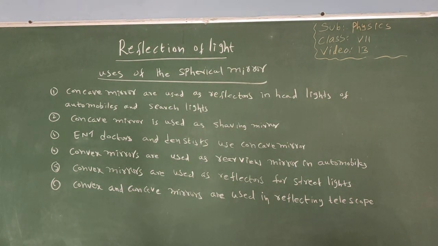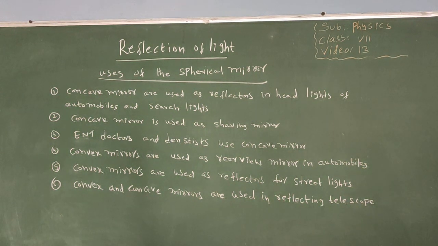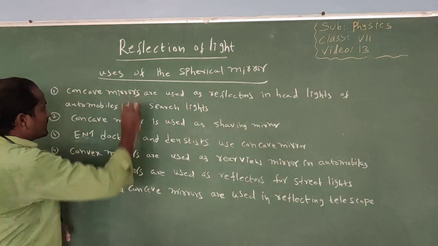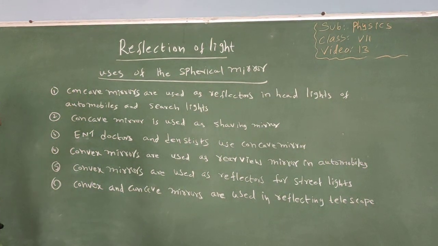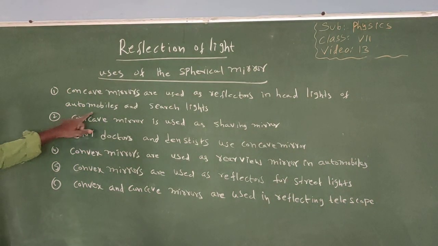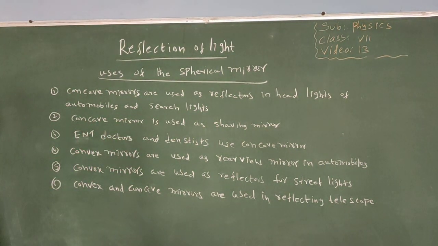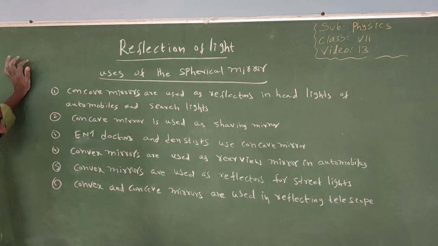Now listen. Uses of spherical mirrors, meaning concave and convex mirrors. The concave mirrors are used as reflectors in headlights of automobiles and searchlights. Next, concave mirror is used as a shaving mirror. ENT doctors and dentists also use concave mirrors.